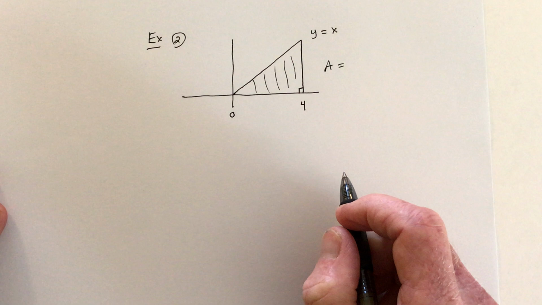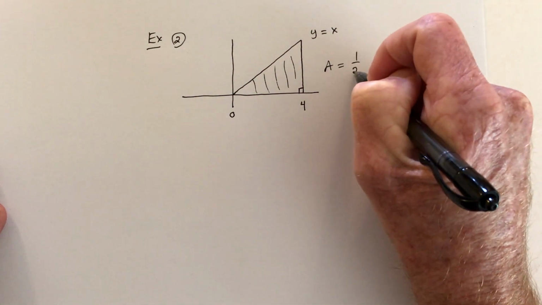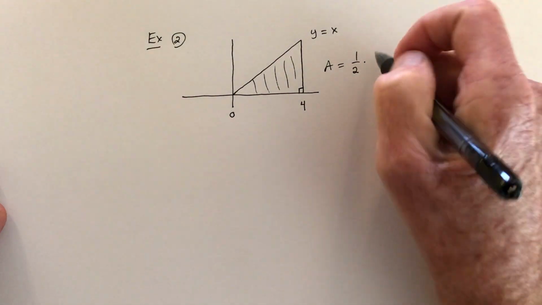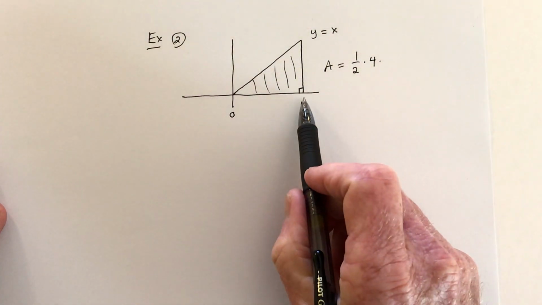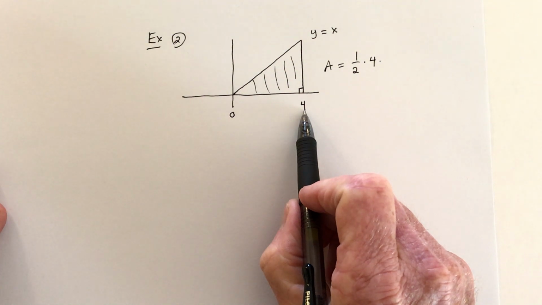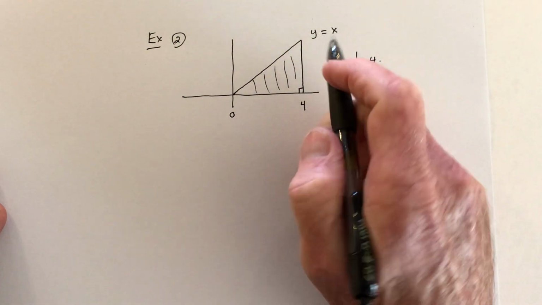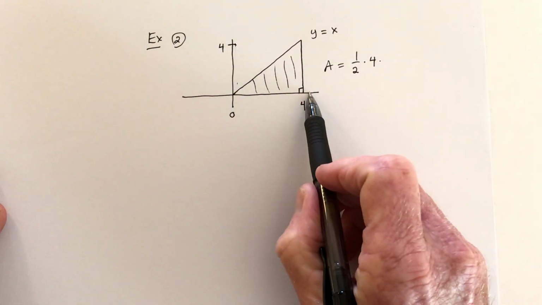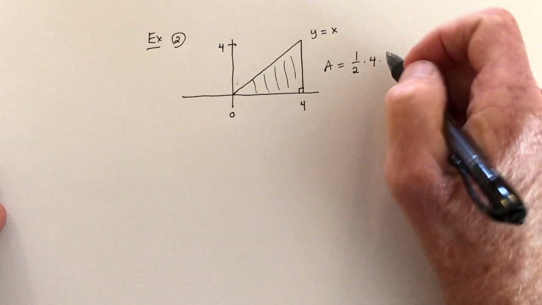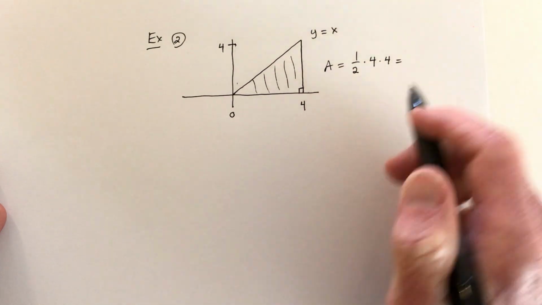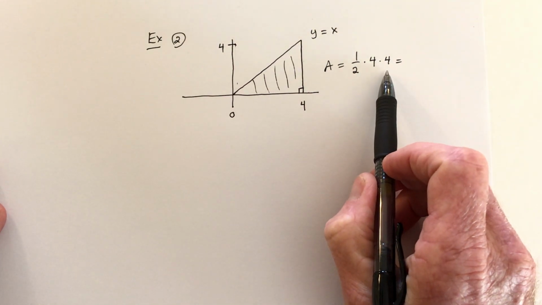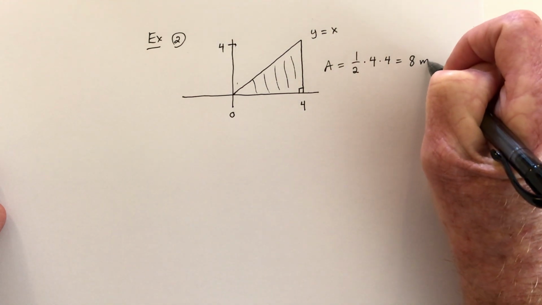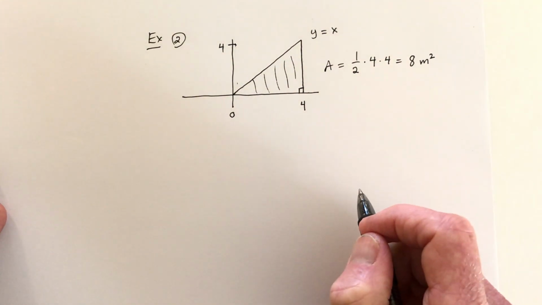Well, that right there is a triangle. So the area of a triangle is 1/2 times the base. And the base is a length of 4 times the height. Well, if x equals 4 here and you plug it in, that means y equals 4 as well. So that means this length is 4. That means this length is 4. So the height is 4. So 4 times 4 is 16. If you cut that in half, it's 8. And then if this was in meters, then that would be 8 square meters of space.